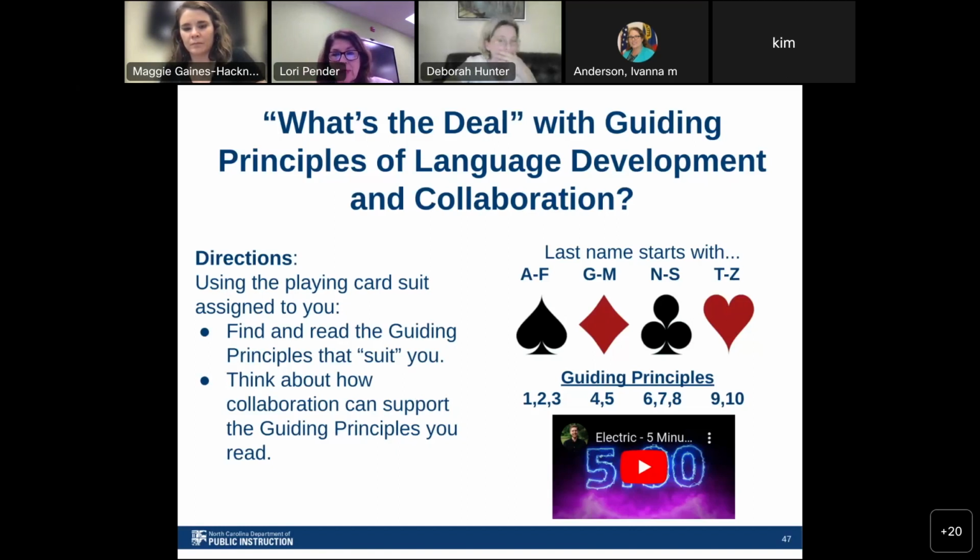If your last name starts with G through M, read guiding principles 4 and 5. If your last name starts with N through S, guiding principles 6, 7, and 8. And if your last name starts with T through Z, read guiding principles 9 and 10. And these are just 1 or 2 sentences. So if you will read that, and then we're going to do a quick chat activity. And we'll take about 2 minutes.